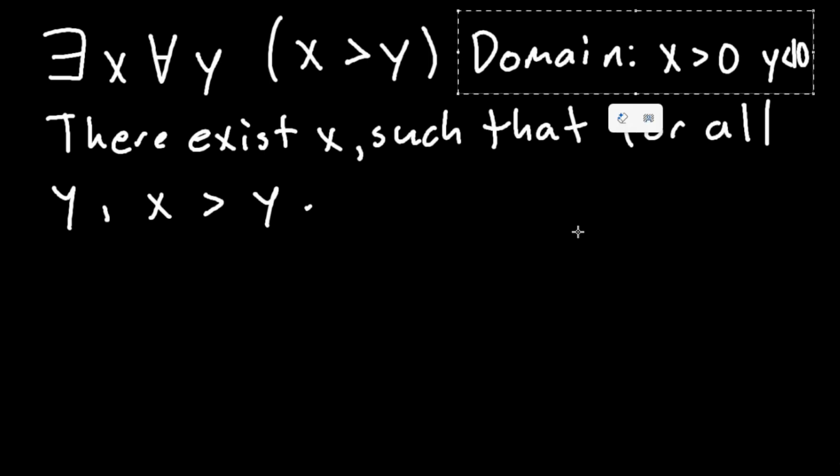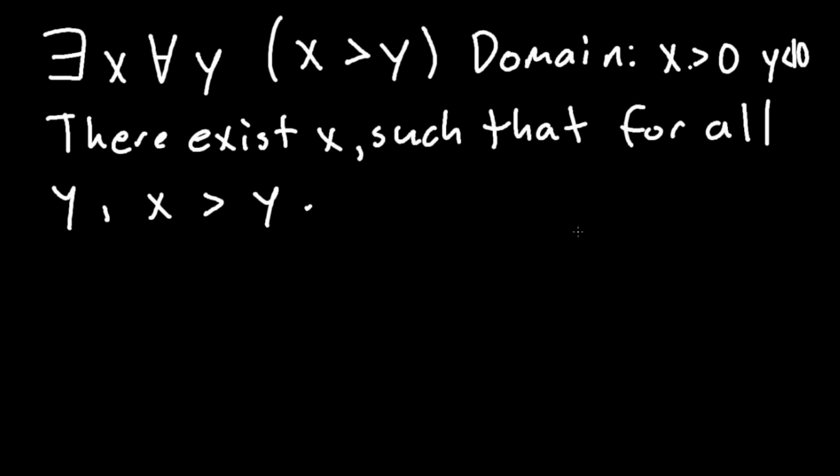Well, x can be greater than 0. So let's pick a number that's greater than 0, 100, right? So there exists an x such that for all y, x is greater than y. And that's the case, right? y has to be less than 10. And 100 will always be greater than any number less than 10. Okay, so in the case of this domain, this statement is true.